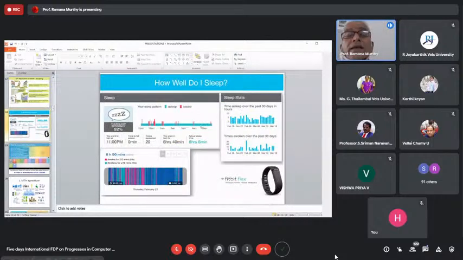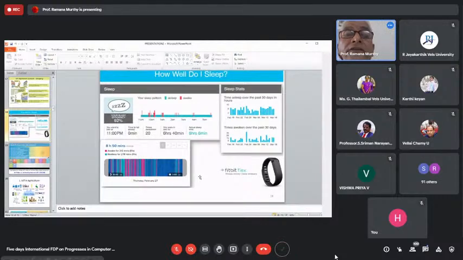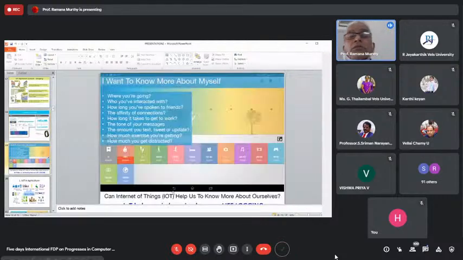How well do I sleep? This is another example, for health basically. Here we are using some wearable IoT tools, and based on that it can be judged whether your sleep is perfect or not, and how long you have slept, and all these things can be recorded. Now I want to know about myself.